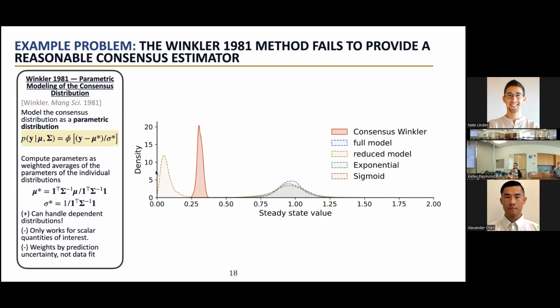So that's going to get a much stronger weight than these models that are actually doing better than this reduced model. So we don't like this. This is telling us that this method doesn't really work in this setting.